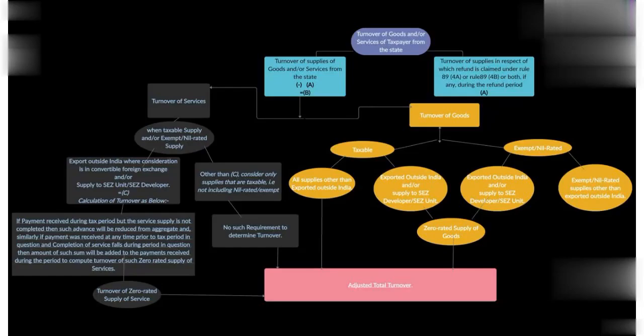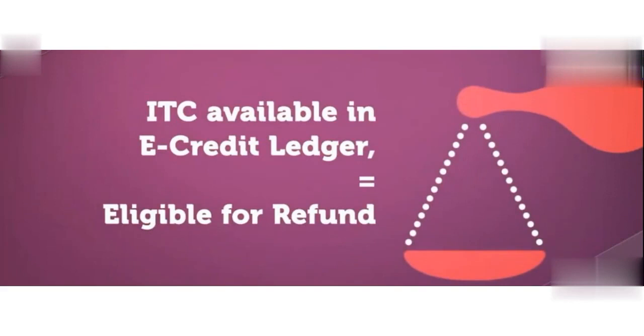At the next step, adjusted total turnover is calculated as described in the chart. Finally, we will arrive at the ITC eligible for refund that can be determined as follows.